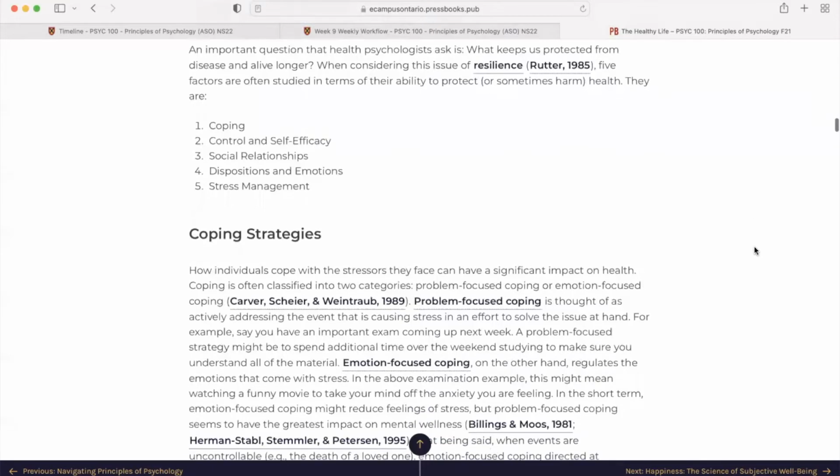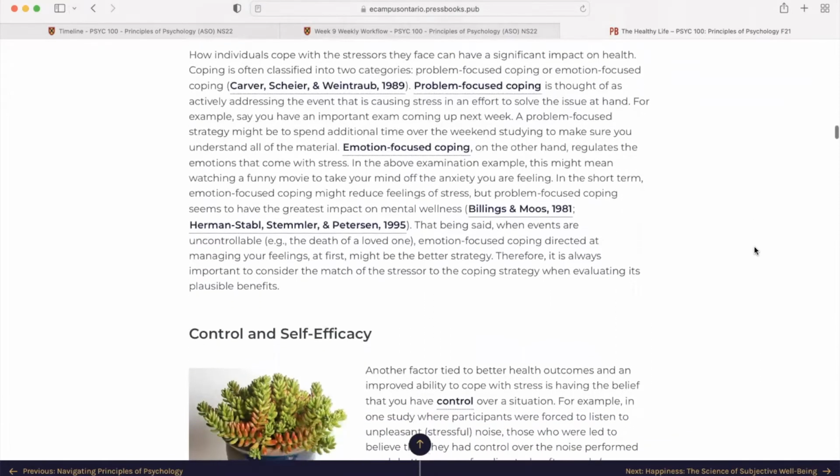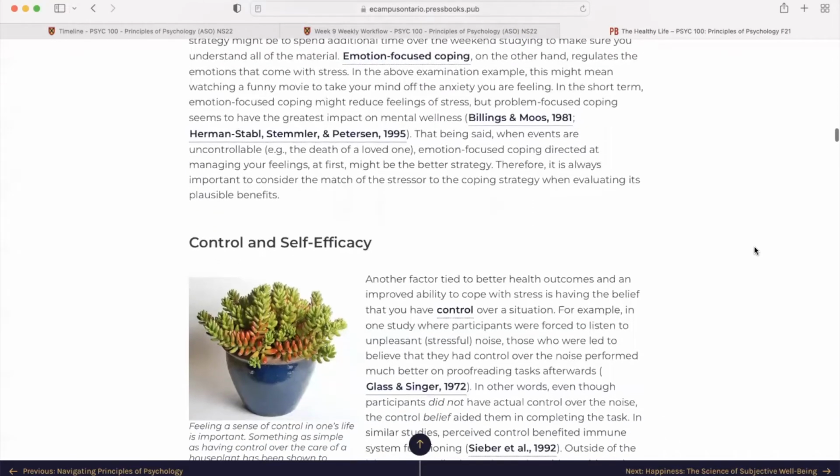Coping strategies. How individuals cope with the stressors they face have a significant impact on health. Coping is often classified into 2 categories: problem-focused coping or emotion-focused coping. Problem-focused coping is thought of as actively addressing the event that is causing stress in an effort to solve the issue at hand. For example, say you have an important exam coming up next week. A problem-focused strategy might be to spend additional time over the weekend studying to make sure you understand all of the material. Emotion-focused coping, on the other hand, regulates the emotions that come with stress.